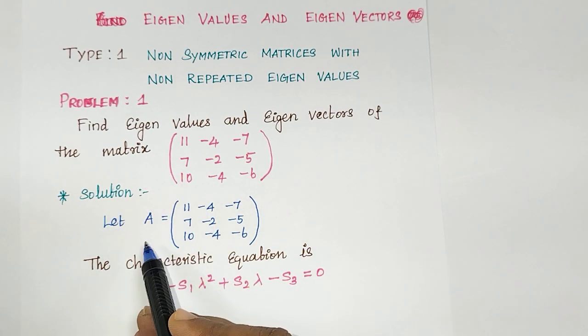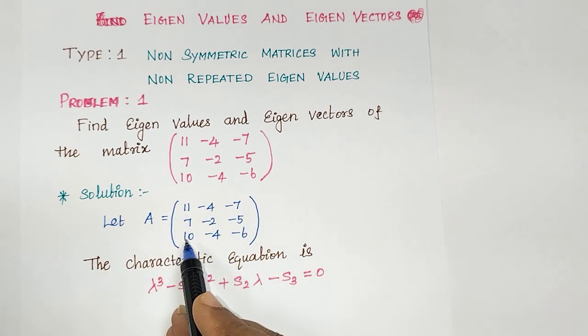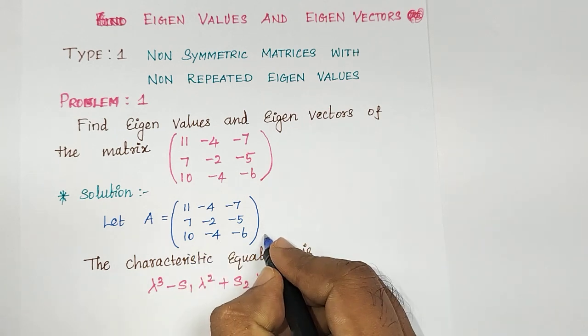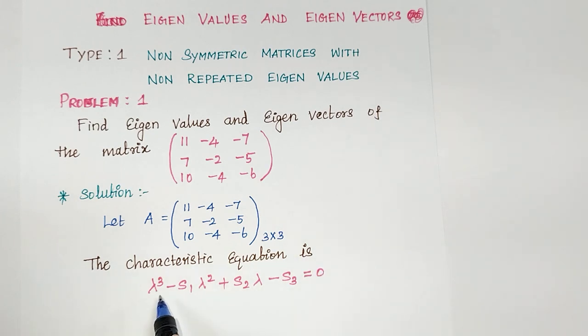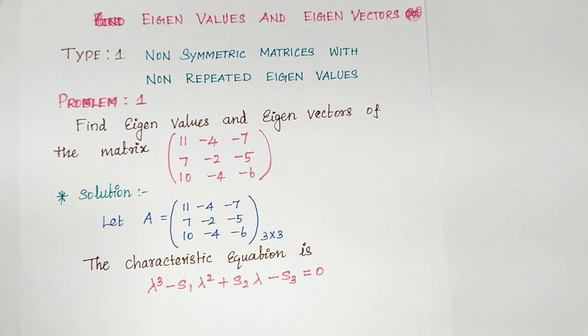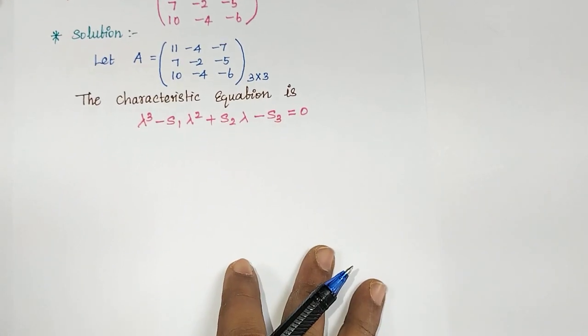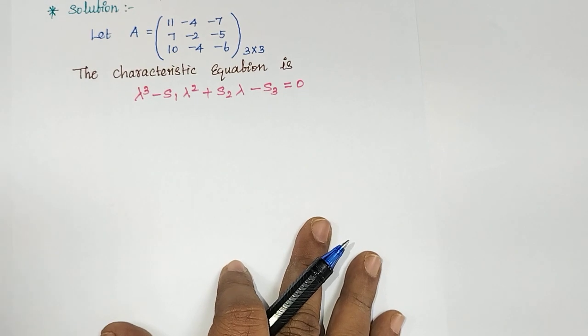This matrix I am going to consider as A: 11, minus 4, minus 7; 7, minus 2, minus 5; 10, minus 4, minus 6. This is a 3 by 3 matrix. I am going to find the characteristic equation first. If it is a 3 by 3 matrix, we have to take lambda cube minus S1 lambda square plus S2 lambda minus S3 equal to 0. Based on this matrix, I am going to find them one by one.